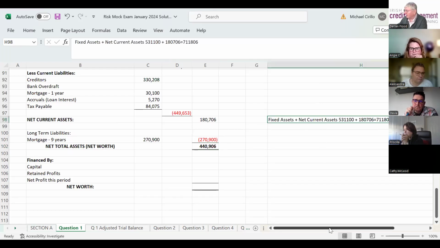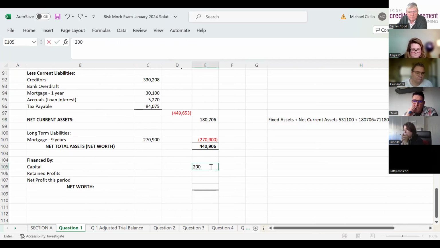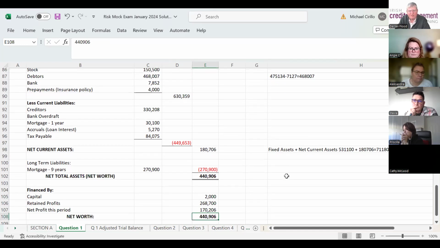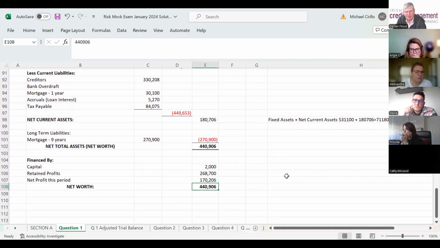So it's 440,906. And then to double check if that's right, put in your capital figure, which is 200,000. Retained profits, 268,700. And then you have your net profit for this period, which is 170,206. The total of those will be 440,906. So your net worth will balance, the two of them will balance there. And now you're done, 50 marks. You've passed the exam already before you even go on to question 2. Now, just a few things for you.